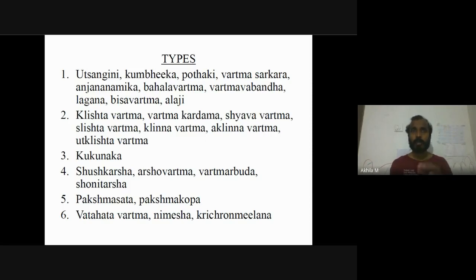So different types of eruptions are there, according to the swelling and the different characters of the pitakas. Acharyas gave the names accordingly. Utsangini is named so because of its character. Kumbhika is where the swelling is like a Kumbhika seed. Bisa Varma is like a Bisa, a porous edema, so it is named Bisa Varma. So different swellings are there.